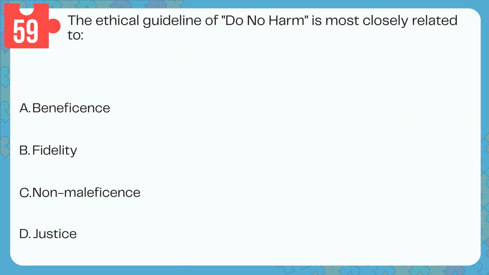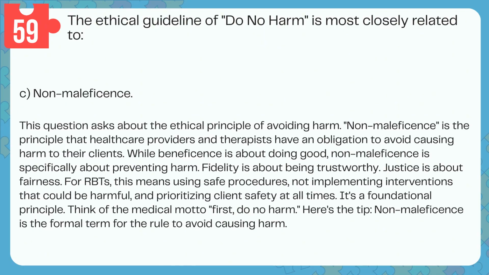Question 59. The ethical guideline of do no harm is most closely related to A. Beneficence, B. Fidelity, C. Non-maleficence, D. Justice. Answer: C. Non-maleficence. This question asks about the ethical principle of avoiding harm. Non-maleficence is the principle that healthcare providers and therapists have an obligation to avoid causing harm to their clients. While beneficence is about doing good, non-maleficence is specifically about preventing harm.